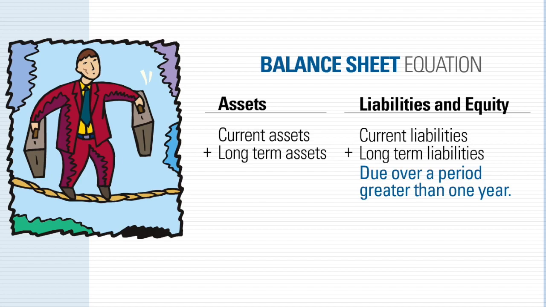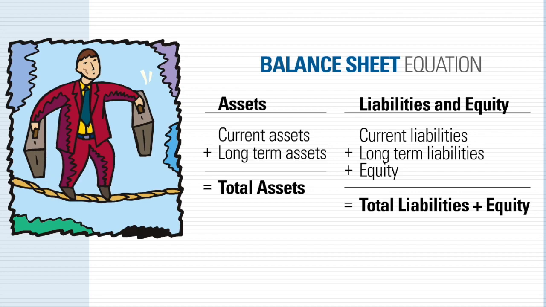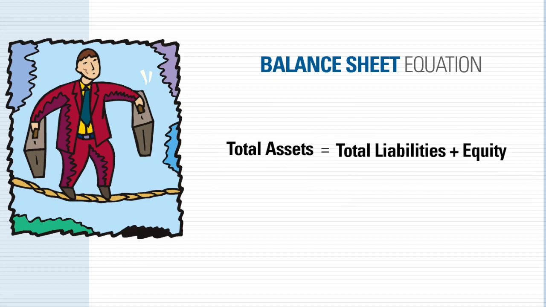Long-term liabilities are those due over a period greater than 1 year, such as an installment bank loan. Stockholders' equity is the difference between assets and liabilities and consists of contributed capital from the stockholders and retained earnings, accumulated earnings of the practice not paid out to stockholders. Few practices retain earnings. So, this is what the balance sheet equation looks like. Assets on one side and liabilities plus equity on the other.